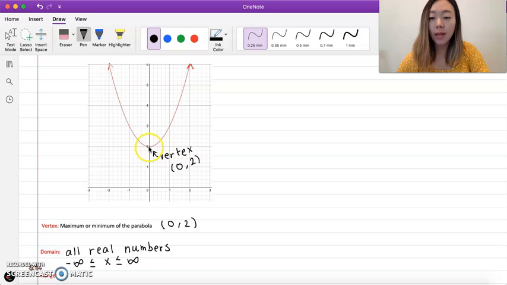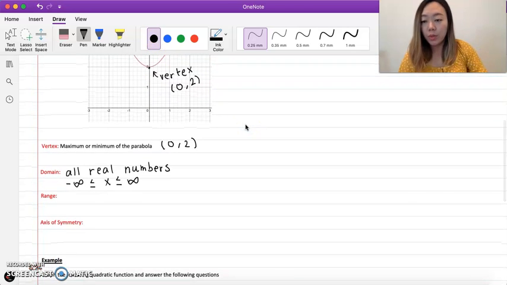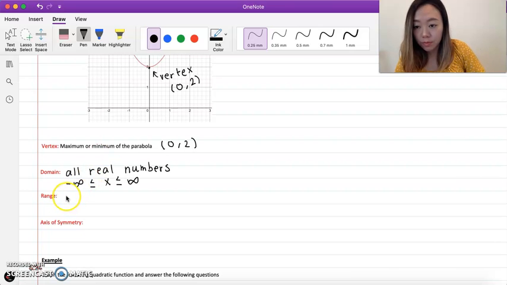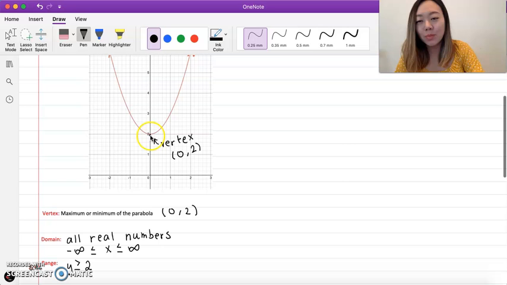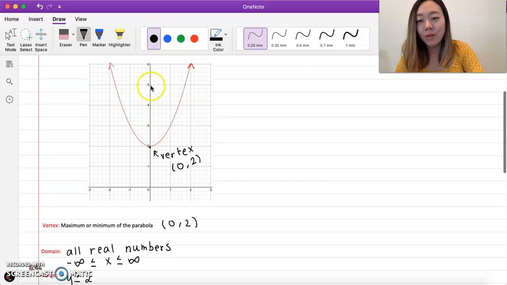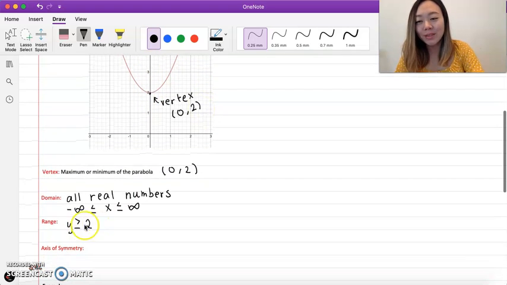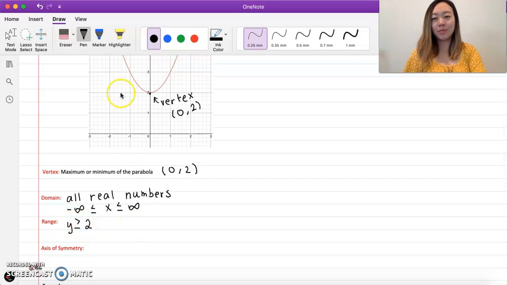So we can see here that our y value starts at 2, and then our graph goes up forever and ever. So then we say, oops, y is less, nope, the other way. Y is greater than or equal to 2, right? Because our y values are bigger than 2. So the lowest point is at 2, and all the other values are greater than 2. So y is greater than or equal to 2.